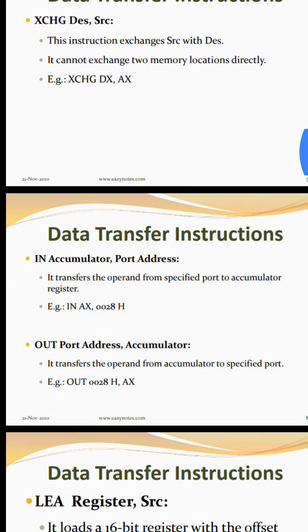Then the next instruction is the IN instruction. This is used for reading data from a port. It transfers the operand from the specified port to the accumulator. Whenever the microprocessor reads some data from a port, it uses IN accumulator comma port address. For example, IN AX comma 0028H. 0028H is the specified port address. Whatever data is at this port address will be copied to the accumulator.